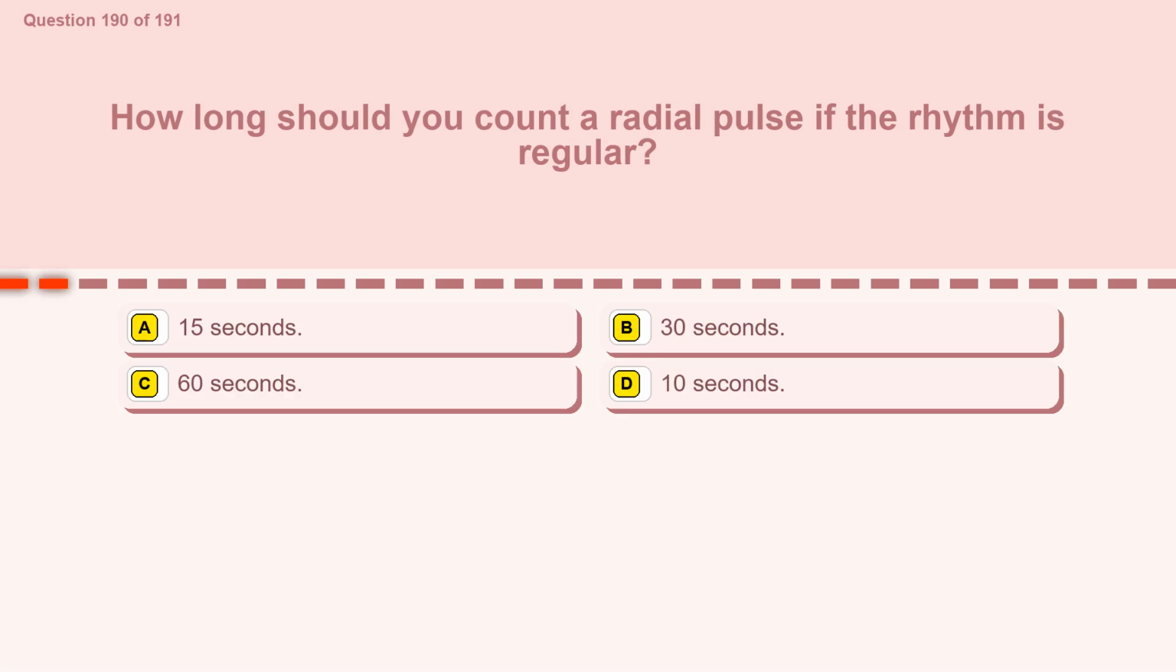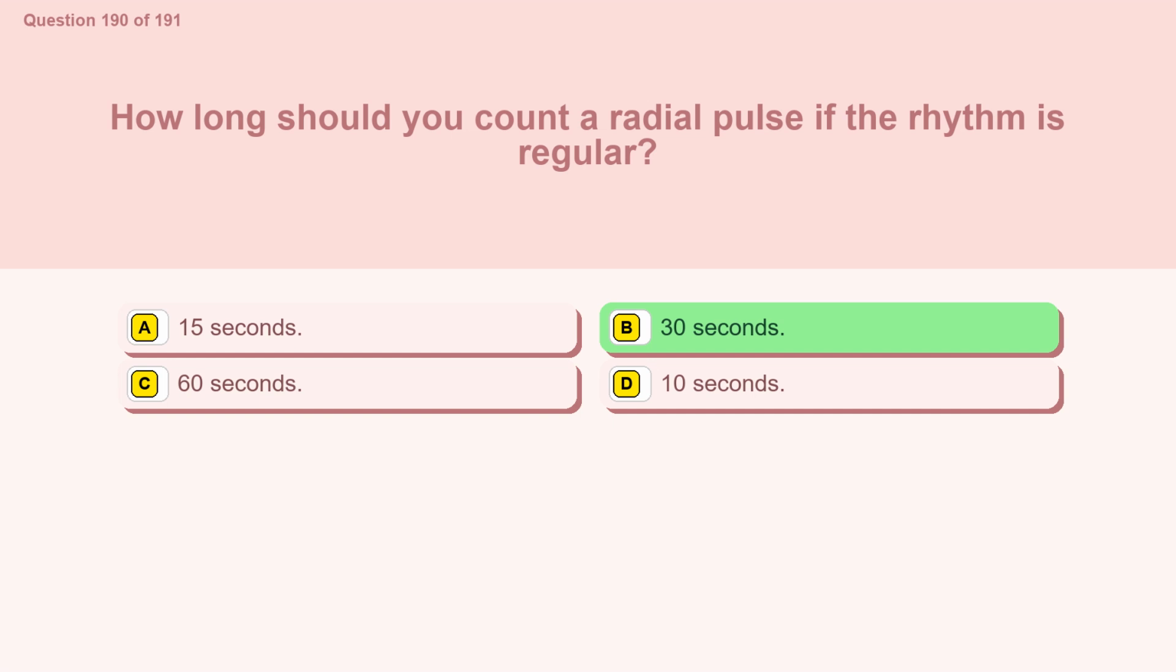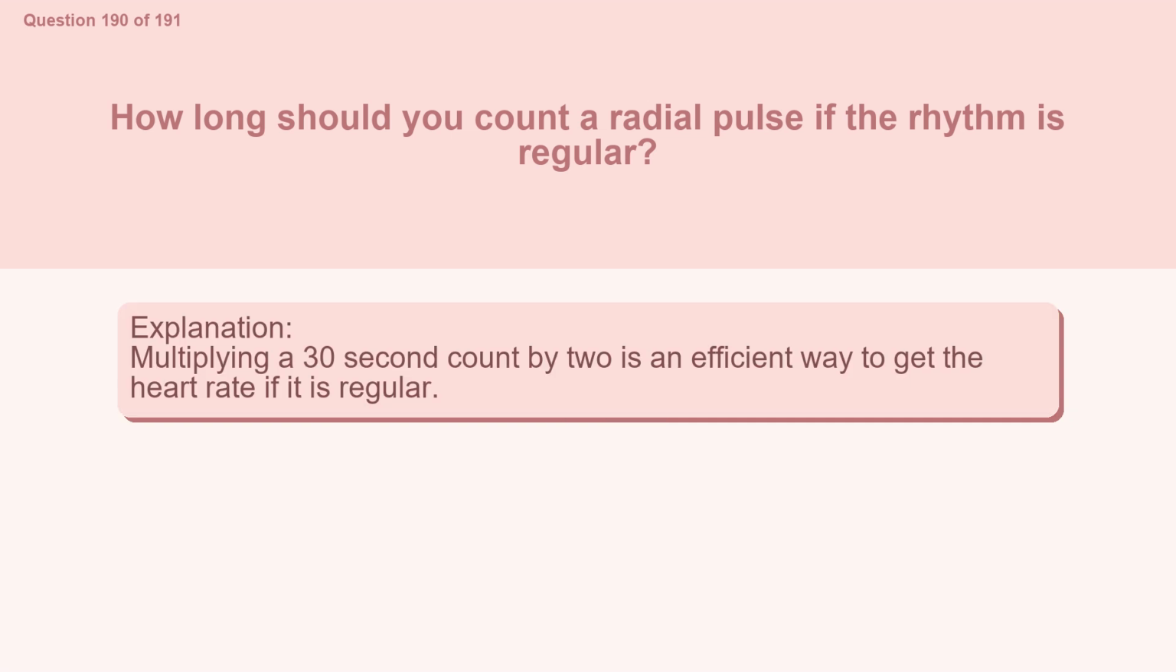Question 190. How long should you count a radial pulse if the rhythm is regular? Option A, 15 seconds. Option B, 30 seconds. Option C, 60 seconds. Option D, 10 seconds. The correct answer is option B, 30 seconds. Multiplying a 30-second count by 2 is an efficient way to get the heart rate if it is regular.